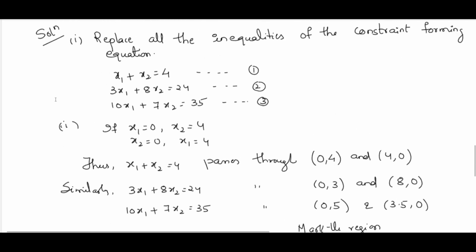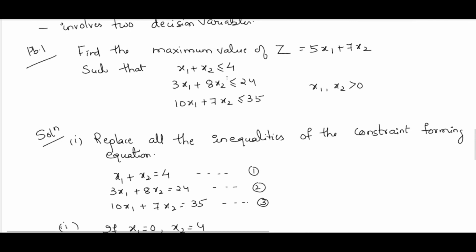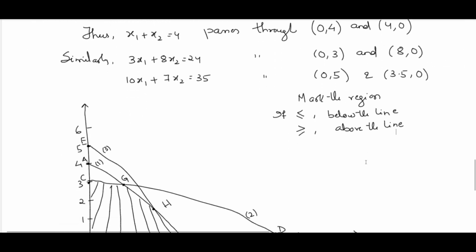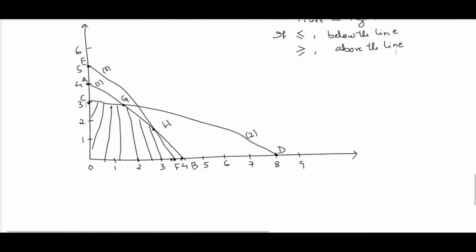So in this problem, all the constraints are less than or equal to. Less than or equal to means below the line. Below the line, the common area is here, this much. That means O, C, G, H, and F, not B.